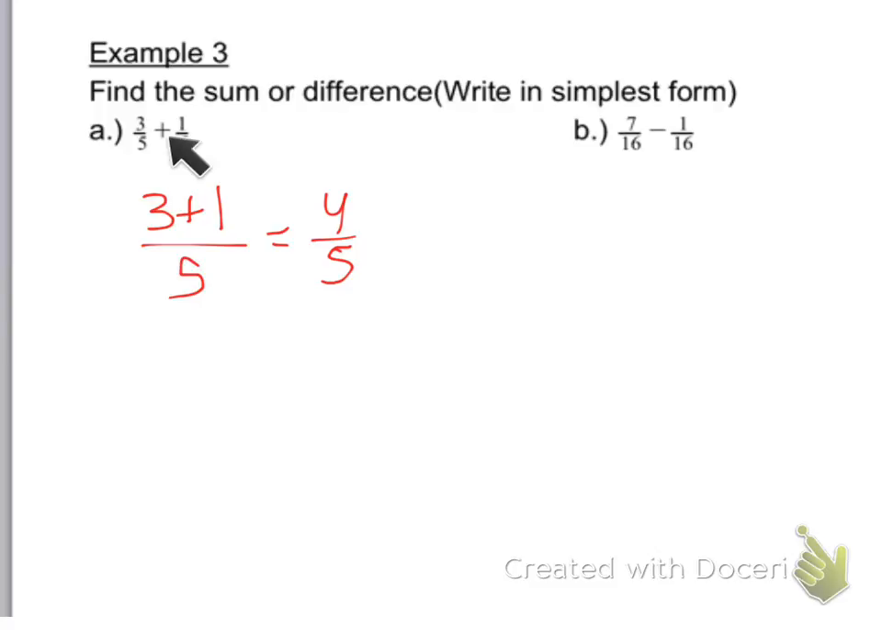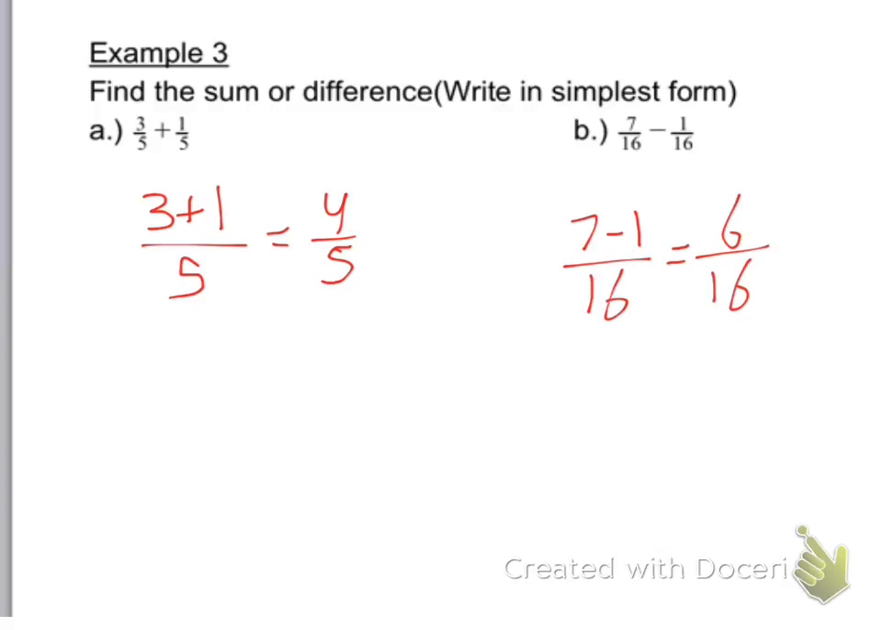That is work being shown. You start with your original problem. I did one step. I combined them. And then I simplified. Do the exact same thing for the next one. Common denominator, yay? So, 7 minus 1 over 16. And what's 7 minus 1? 6 over 16. Are we done?